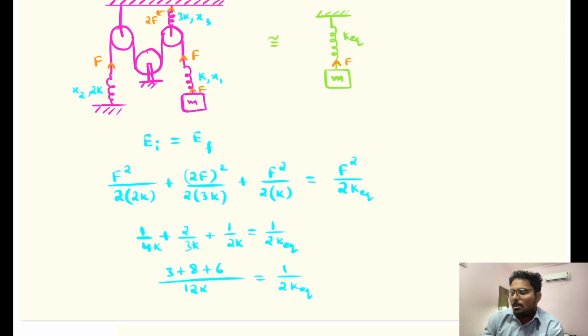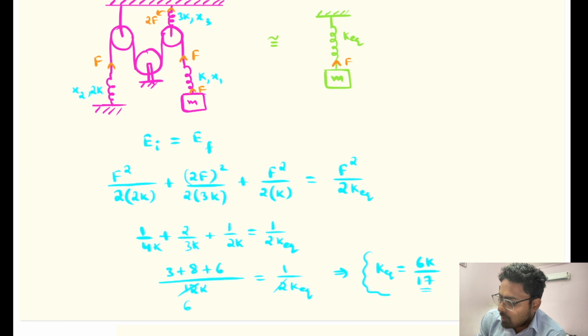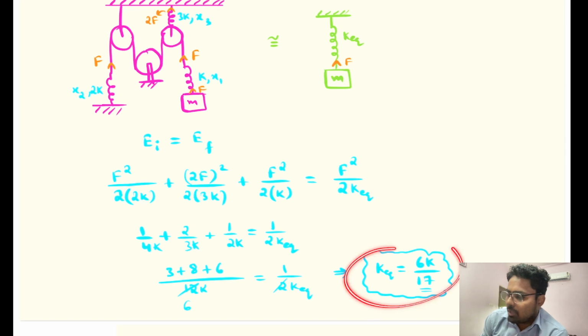So then it will be how much? 3 plus 8 plus 6 is 17, right? So which implies our k equivalent will be equal to how much? Here I can cancel 6 times, so it will be 6k divided by 17. So this will be our k equivalent for the system.